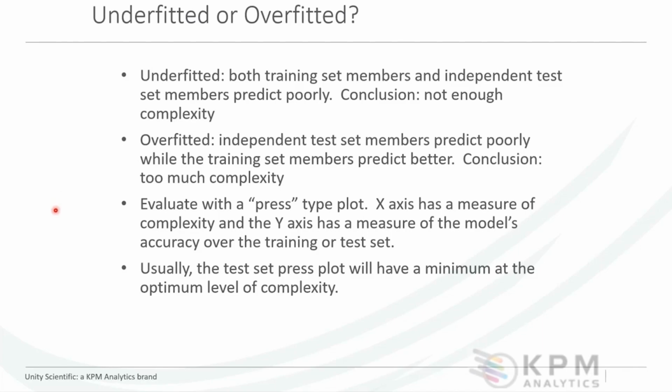So how do we deal with this? We can evaluate this with a PRESS type plot. And if we look at a PRESS plot, on the x-axis, we are increasing our measure of complexity. And on the y-axis, we're looking at some sort of an error measurement. And a PRESS plot will show a characteristic shape, as we will see, and it helps us determine where our optimum complexity level is.